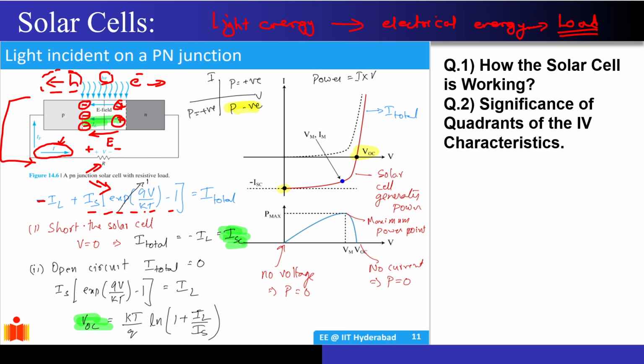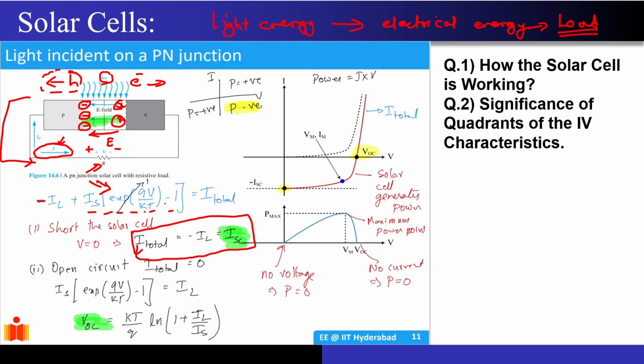Now two things can happen. I can make this load resistor to be 0. So that means this value of V will be 0. If this V is 0, that means if there is no potential that is forward biasing the PN junction, this will become 0 and the total current will be nothing but this minus IL. This is what we call as a short circuit current.